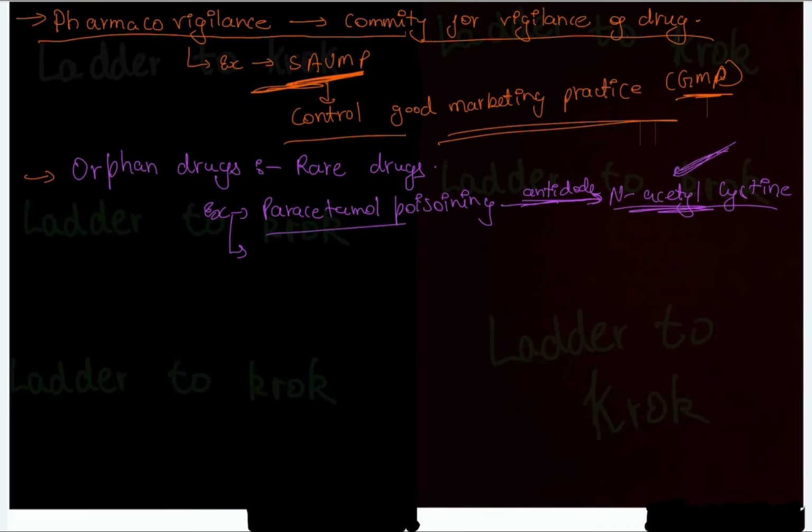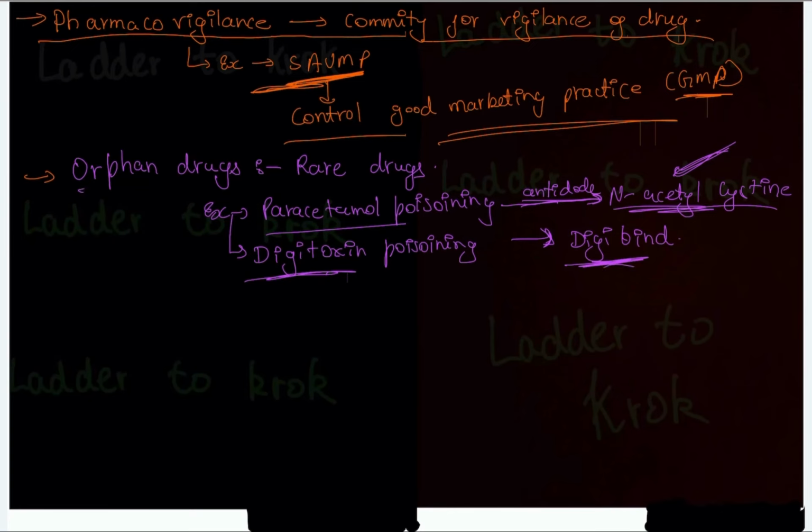Okay. One more. Digitoxin poisoning. What is this digitoxin? Digitoxin is given in chronic heart failure. We will discuss this in further pharmacology videos. In digitoxin poisoning, the antidote is digibind. And this digibind is also a rare drug.